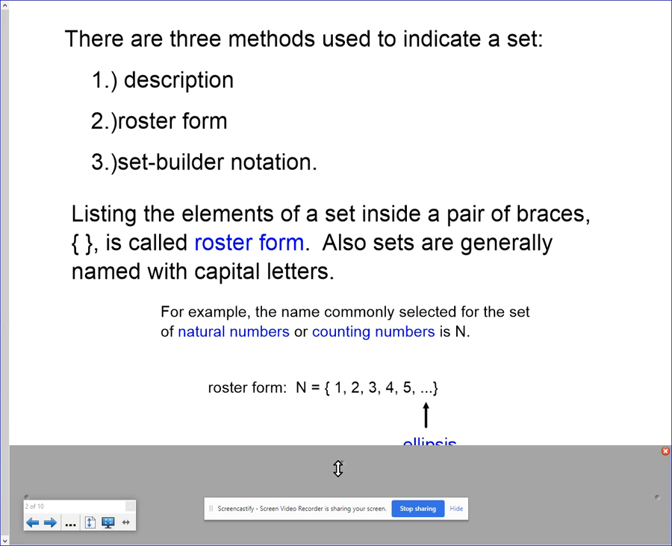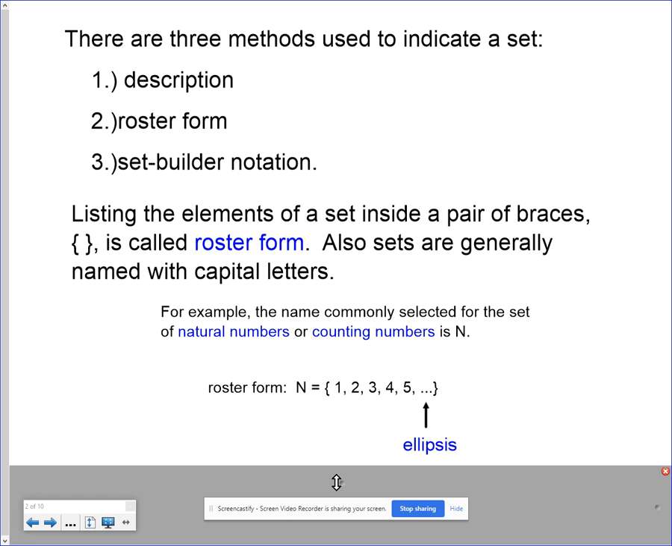For example, the name commonly selected for the set of natural numbers, or the counting numbers, is the letter N, capital N. Here's how it would look in roster form. This is read, N is equal to the set that contains 1, 2, 3, 4, and 5, and so forth. These 3 dots are called ellipses. That means it keeps going. You notice the pattern. Each number is increasing by 1. So it's going to be 6, 7, 8, 9, and it keeps going.